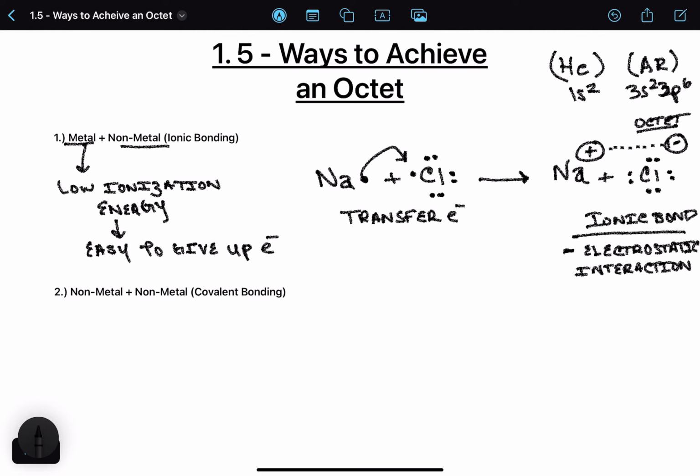And so an ionic bond is the transfer of electrons, and so it's unequal sharing of electrons. Now, the second way to achieve the octet is by adding a nonmetal with a nonmetal.